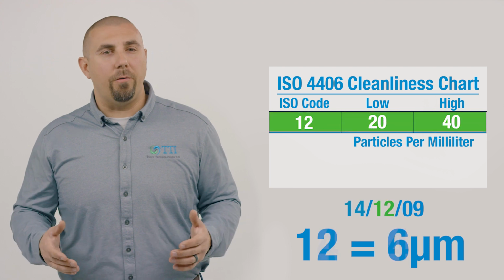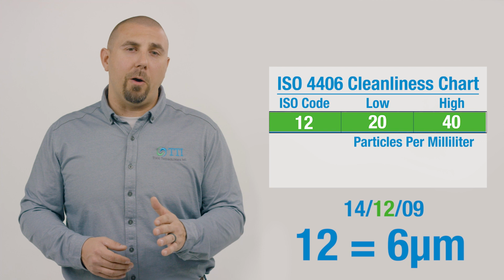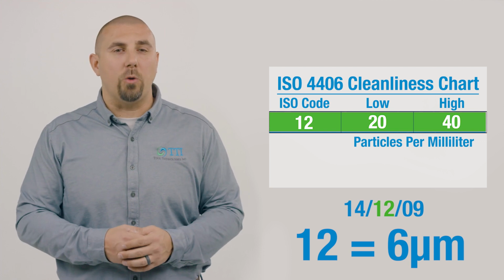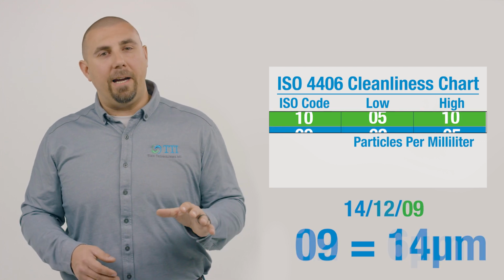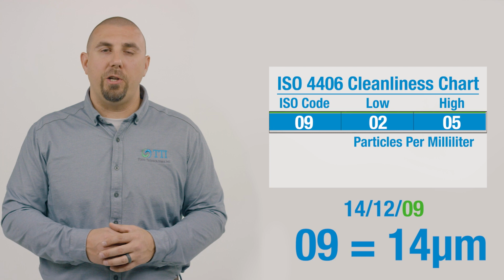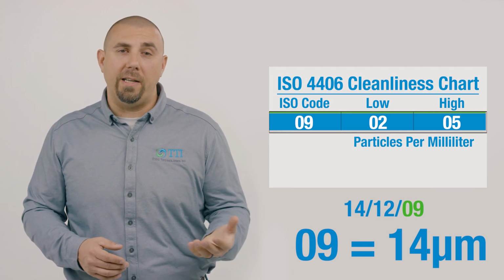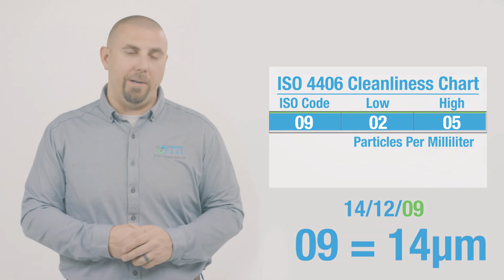Next, we look at 12, which represents the 6 micron channel and indicates a particulate amount between 20 and 40 particles of contamination at the 6 micron size or larger per milliliter of fluid. And finally, we look at 9, which represents the 14 micron channel and indicates a particulate amount between 2 and 5 particles of contamination at the 14 micron size or larger per milliliter of fluid.